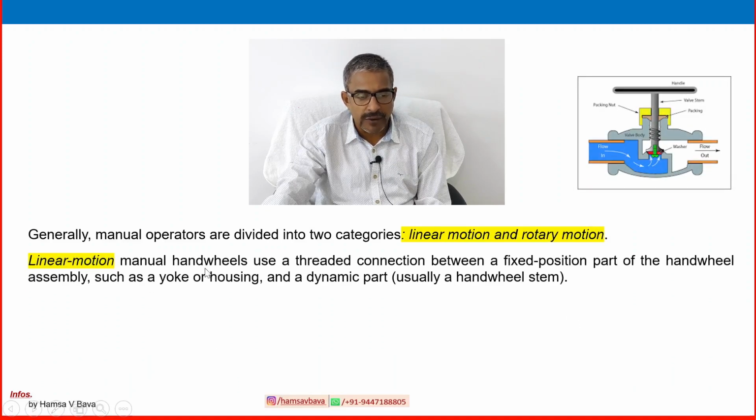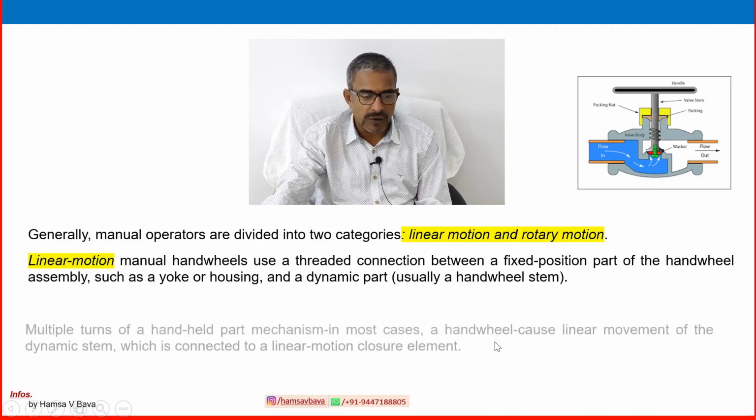Linear operation, manual hand wheels. Here the manual hand wheel is shown and the stem is moving up and down. It uses a threaded connection between a fixed part of the hand wheel assembly, such as a yoke or housing, and a dynamic part, usually a hand wheel. So you can see everything is there. When the hand wheel is turned left to right or right to left, clockwise or anti-clockwise, the stem moves up and down for closing and opening the valve.